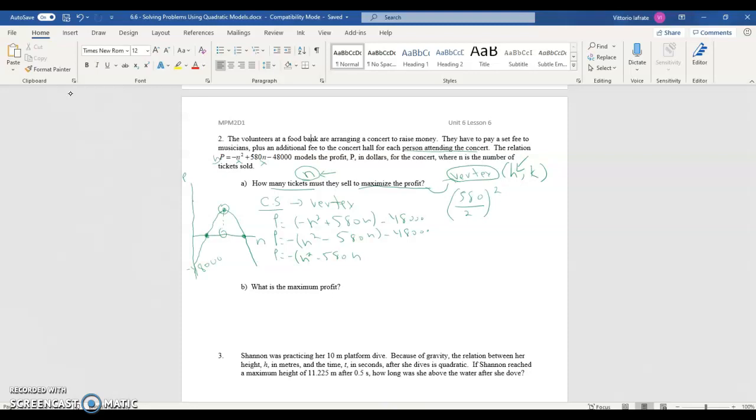And we get 84,100. So plus 84,100 minus 84,100 minus 48,000. This term has to come out and be multiplied by a. So we get P is equal to negative n squared minus 580n plus 84,100, and then plus 84,100 minus 48,000. And now we can factor and simplify.